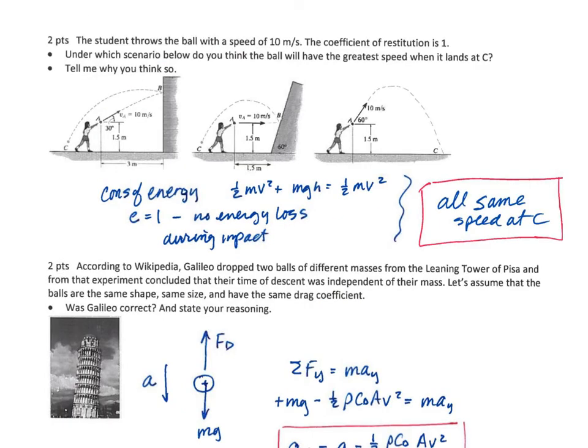Well, these next two problems are concept questions. And in the first one up here, the student is throwing a ball against the wall, and she has different angles that she's throwing the ball. It all has the same speed, and they're all starting at the same height.